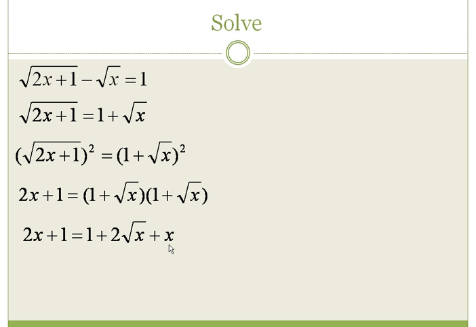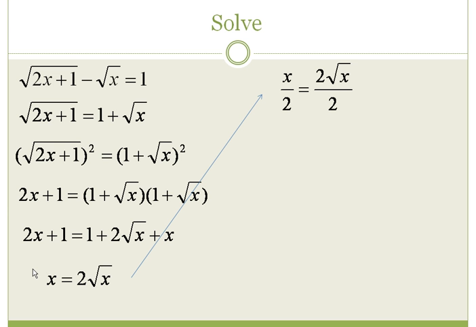So we subtract the x on the right from both sides, subtract the 1 from both sides, and so we end up with x equals 2 times the square root of x. Okay, a little bit of algebra here. We'll divide both sides by 2. The 2's cancel out, and that leaves you with x over 2 equals the square root of x.